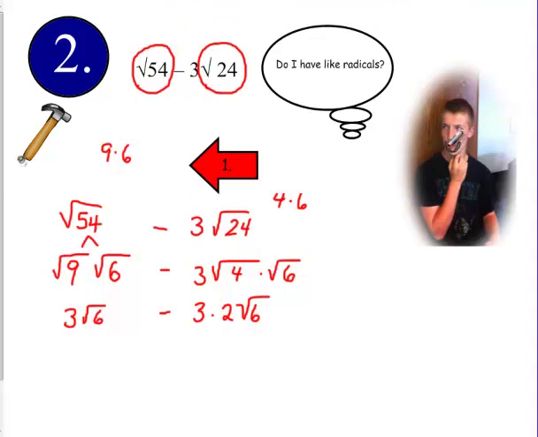So now Jack is happy because we have like radicals. We have radical 6 and radical 6. So what are 3 radical 6's take away 6 radical 6's? Negative 3 radical 6. Hey, thanks Jack and MC.